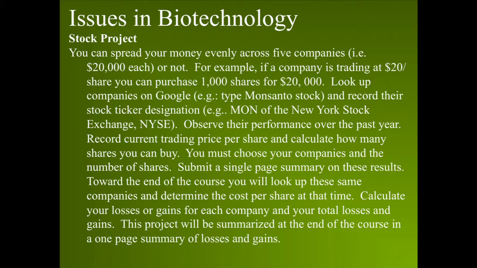You can Google them. And I made an example here of Monsanto. They're an agricultural biotechnology company. And you can look up their stock ticker designation. For Monsanto, for example, that would be MON on the New York Stock Exchange. And you can look up what their performance has been over, say, the past year.